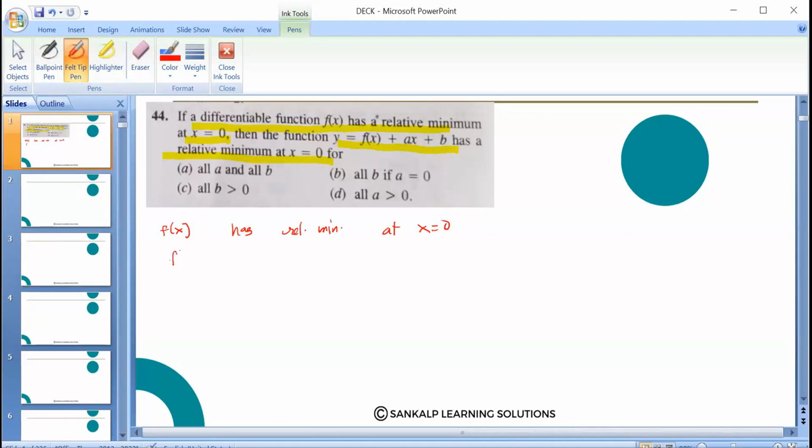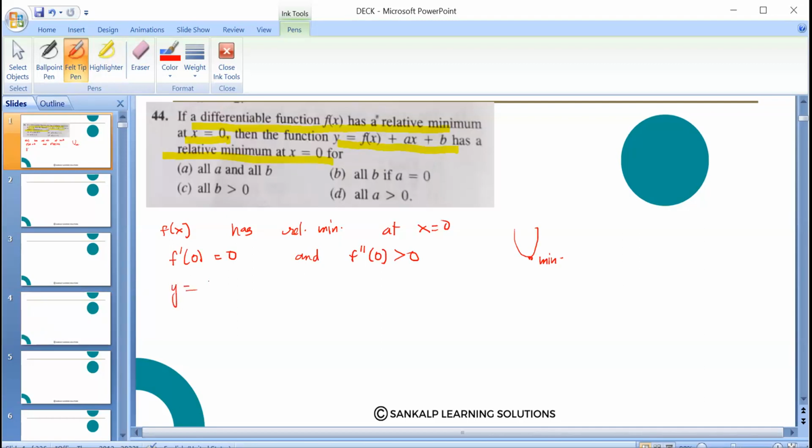That means f dash of 0 will be 0. And f double dash of 0, because the curve for minimum should be concave up for relative minimum, f double dash should be greater than 0, positive number.